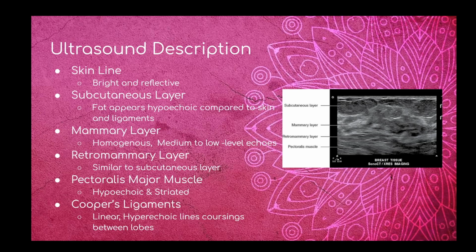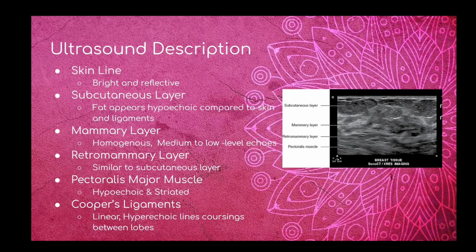The subcutaneous layer then is also known as the pre-mammary layer. Remember, that has all the fat in it, and it varies from person to person as to how much fat is within the pre-mammary layer. But fat on breast ultrasound tends to appear a little bit more hypoechoic. When we look at fat in the abdomen, or in the leg, or fat anywhere else, it typically takes on a little bit more of a hyperechoic appearance. In the breast, it's more hypoechoic, especially compared to the skin and the glandular layer.